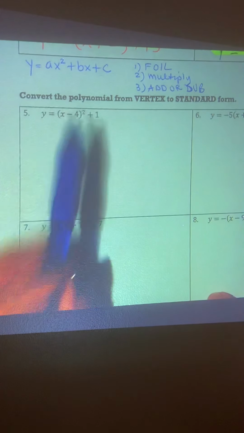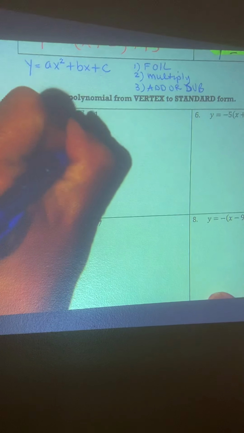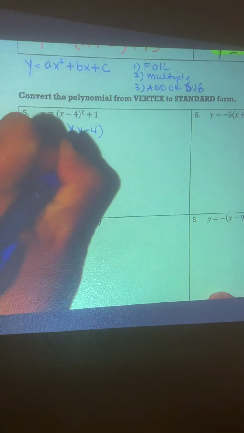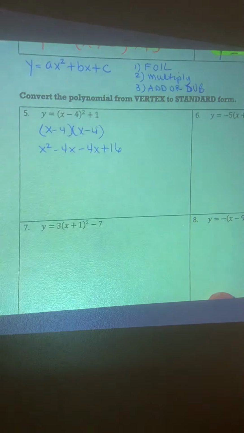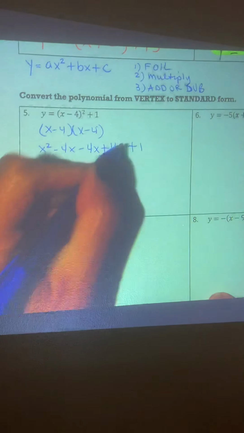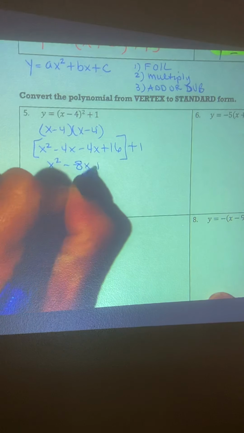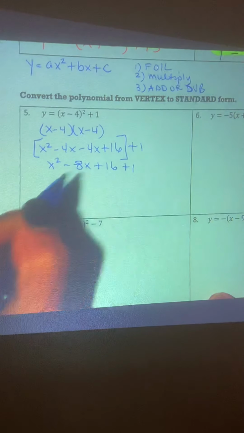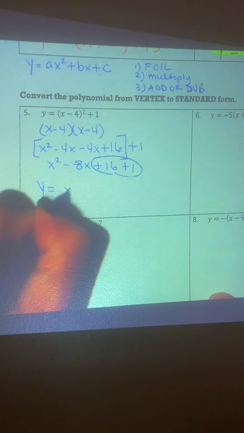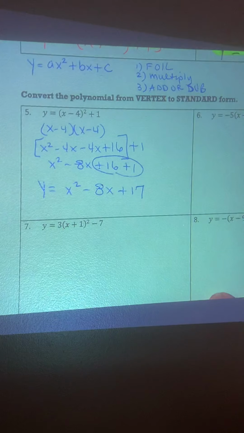Let's start with number 1. The first thing I'm going to do is FOIL. X minus 4 times x minus 4. We got x squared minus 4x, minus 4x, plus 16. Then plus 1. I got x squared minus 8x plus 16 plus 1. Then 16 plus 1, so y equals x squared minus 8x plus 17. There you go.